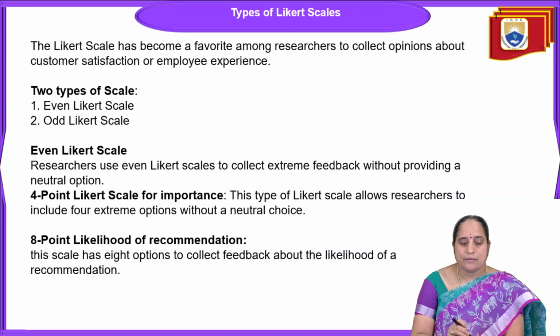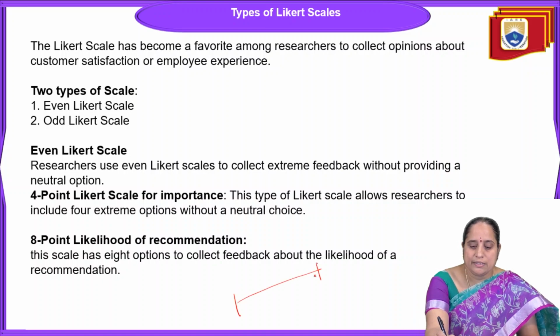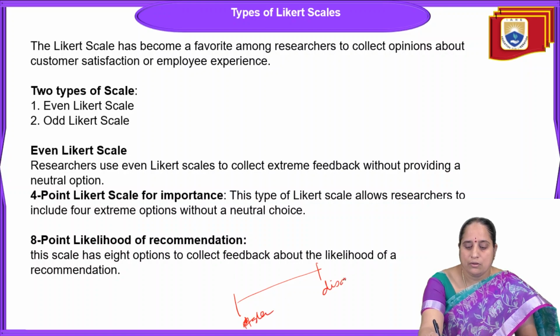First, let us start with the even Likert scale. In this case, even Likert scales are used to collect extreme feedback without providing a neutral option. So only two things will be there, like as I told you, dichotomous options, agree and disagree. There is no further scope in this, as they exclude the neutral option. Or else they may have strongly agree, agree, disagree, strongly disagree.